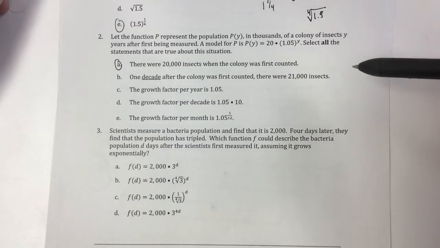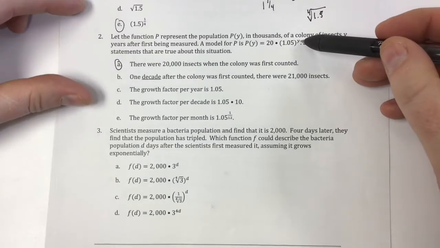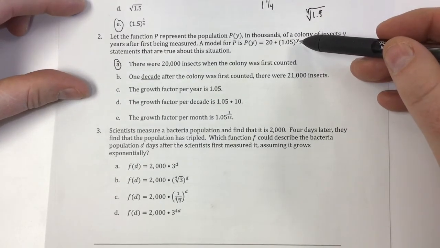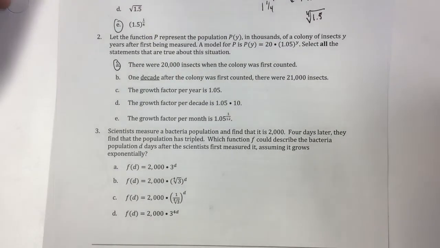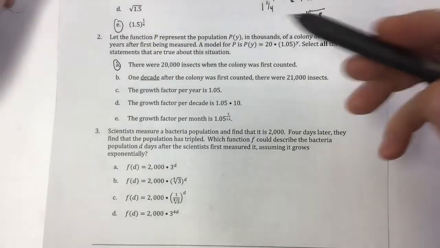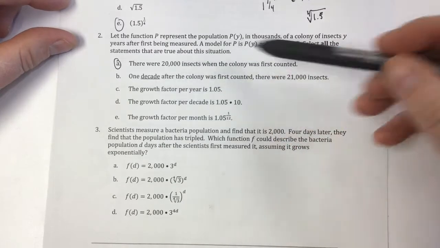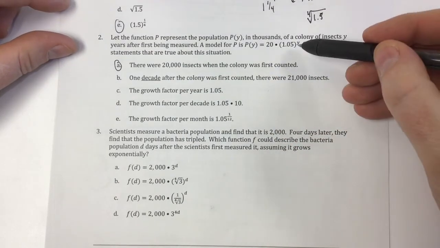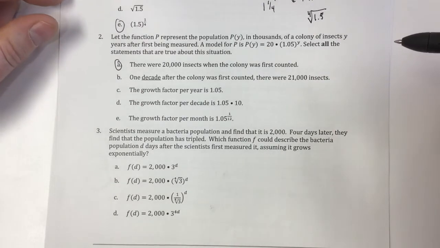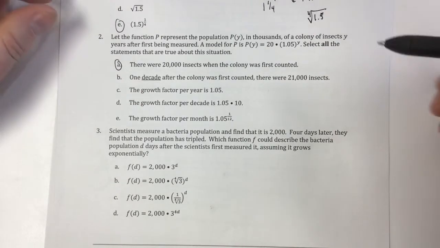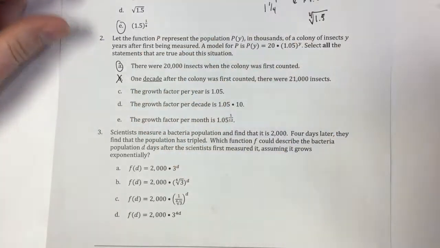Part B says 1 decade after the colony was first counted, there were 21,000 insects. If you were to take 1 and put it in here for y, that gives me the answer of 21,000. However, we have to recognize that we're asking for 1 decade, and this is in years. So 1 decade is 10 years, so that would be 10. That number would be way too big, much bigger than 21,000, so that cannot be right.